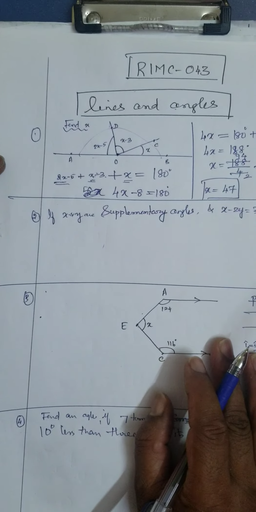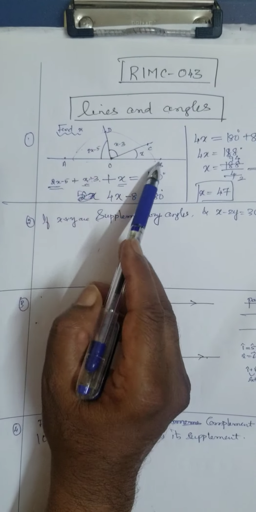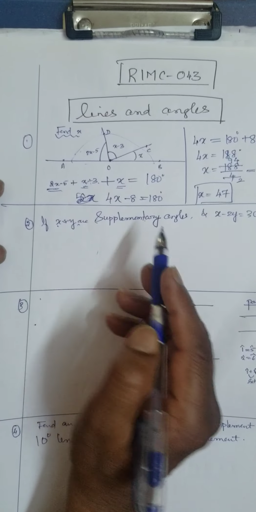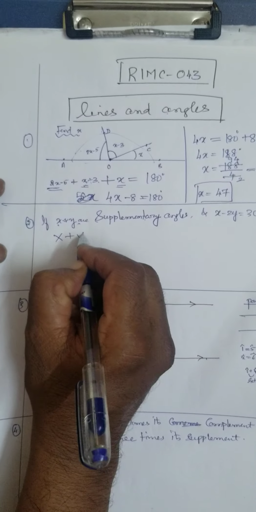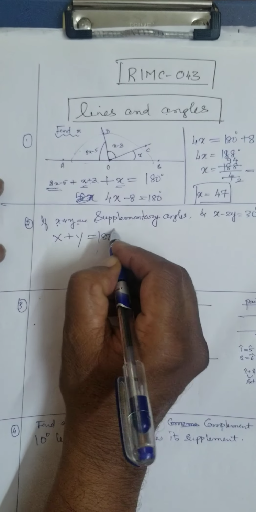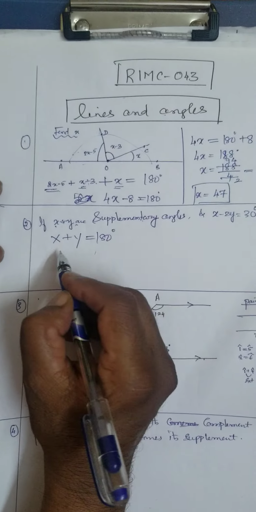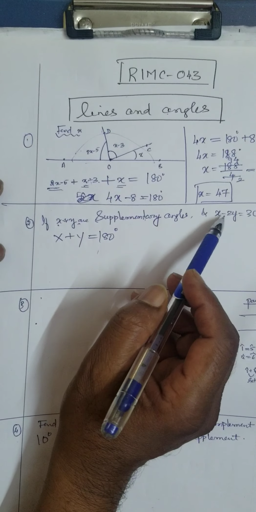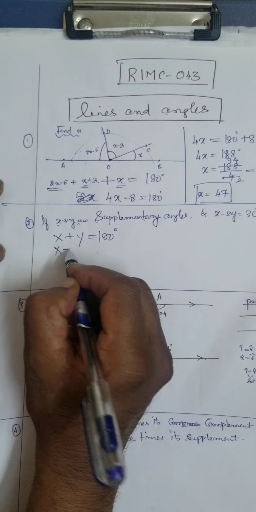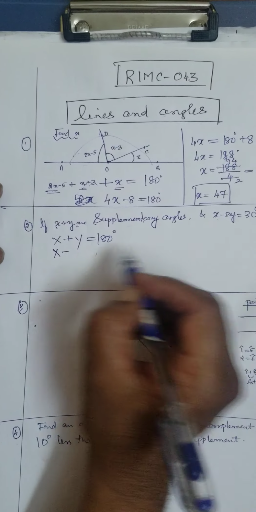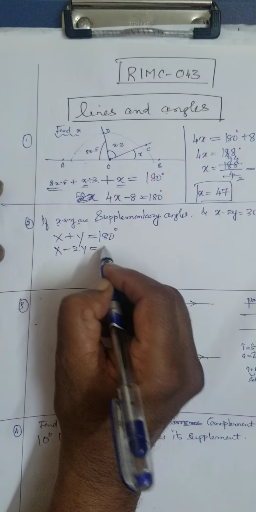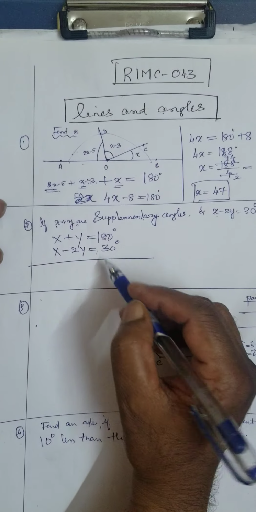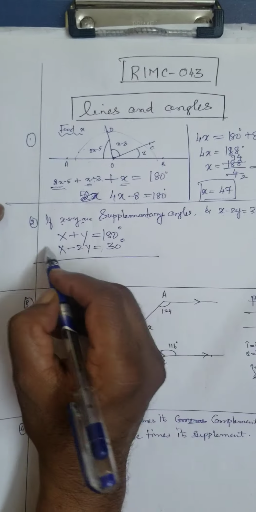Okay. This is a supplementary angle, or straight angle. Now x and y are supplementary. That means x plus y is 180 degrees. Complementary means 90, and supplementary means 180. Here x minus 2y equals 30 degrees. Now you have to find the value of x and y.